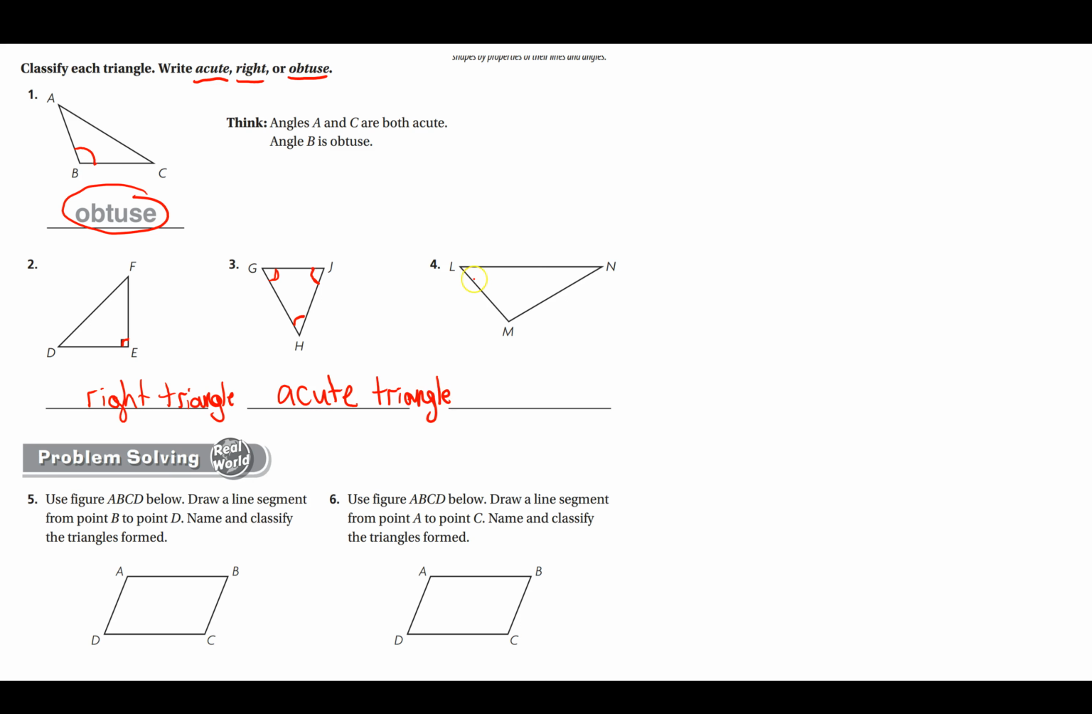Okay, here we have an acute angle. I can see that angle is very small. This is an acute angle. Now this angle though is very large. It's bigger than 90 degrees, I can tell, and we don't have our little square to tell us it's a right angle, so this must be an obtuse triangle.